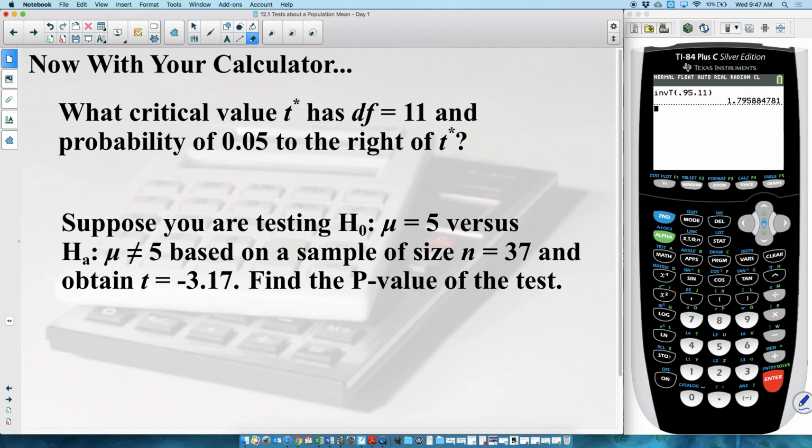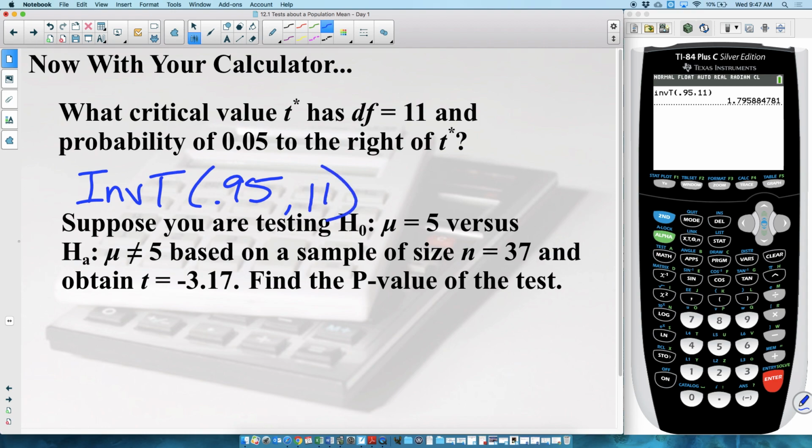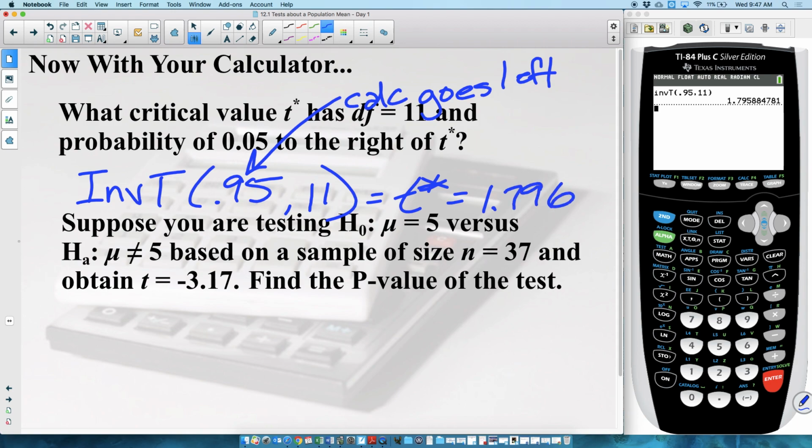Okay, so let me try that again. We did inverse t of 0.95, comma 11, because our calculator always goes left. And we got a t critical of 1.796.